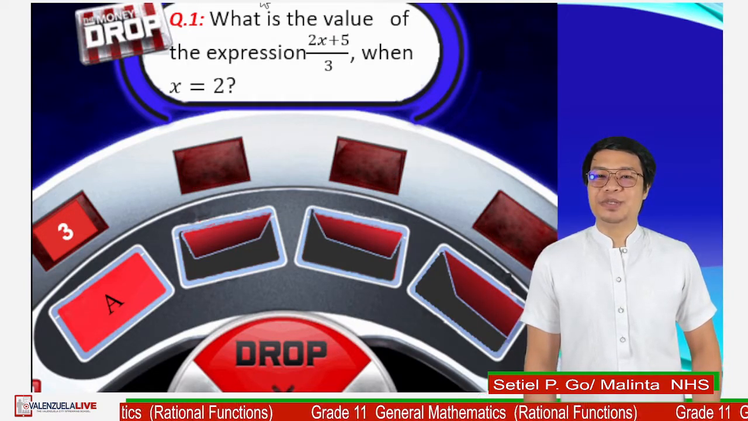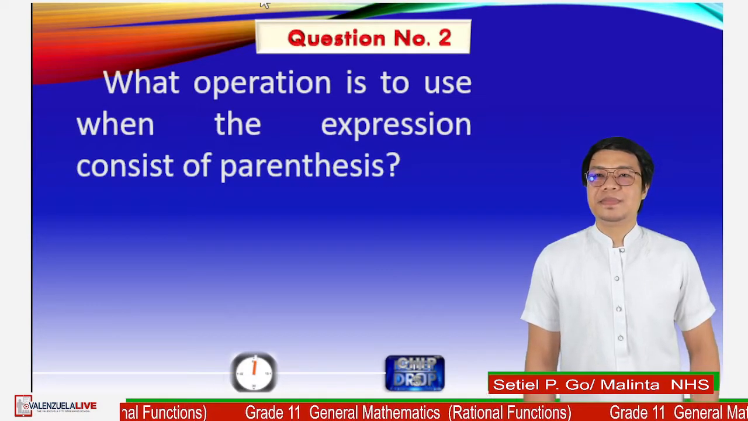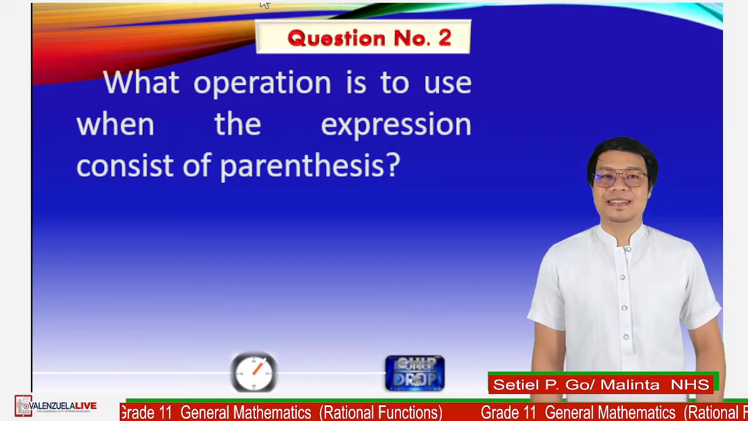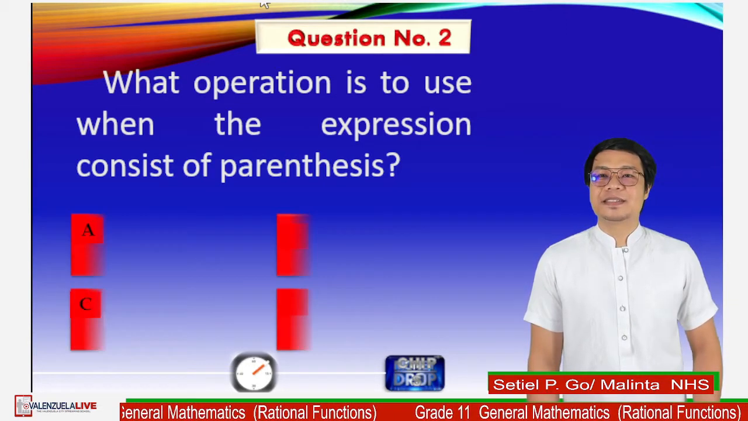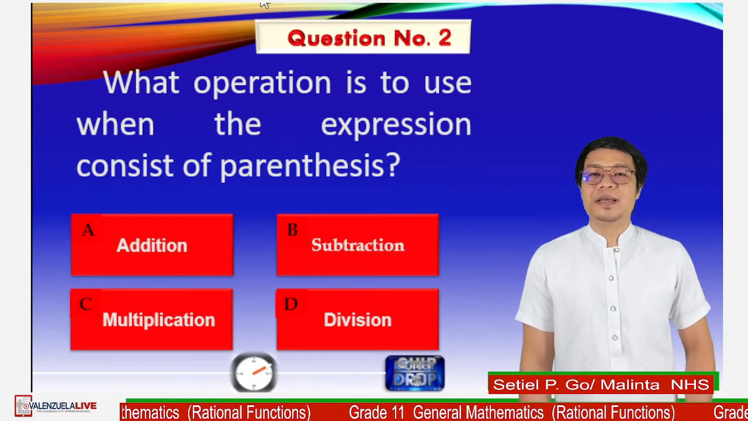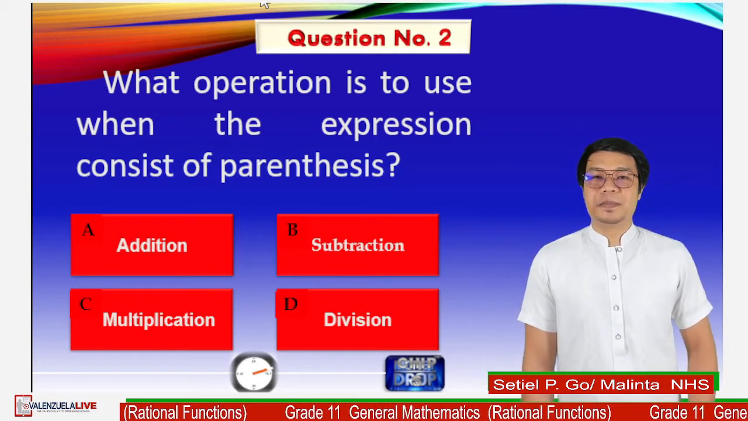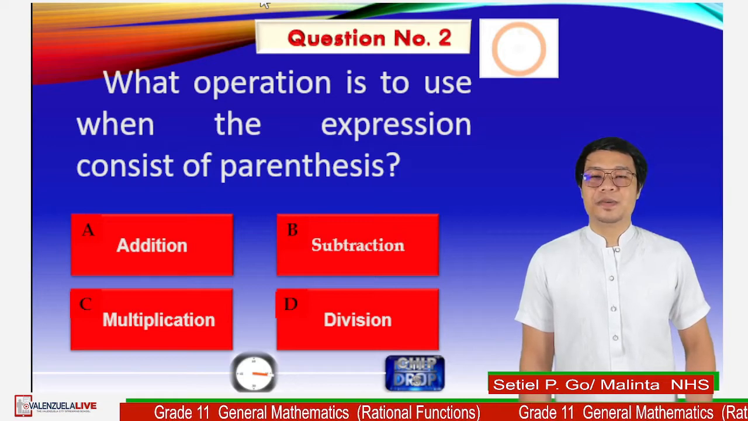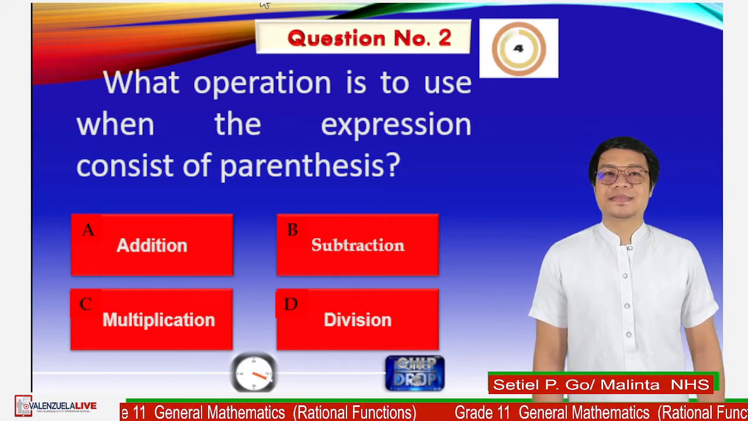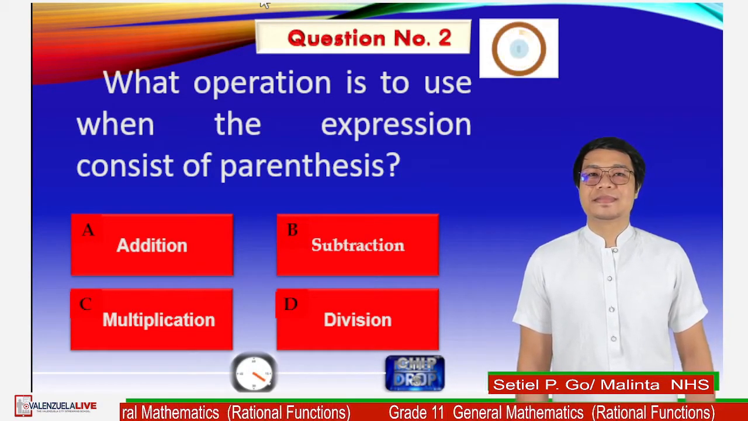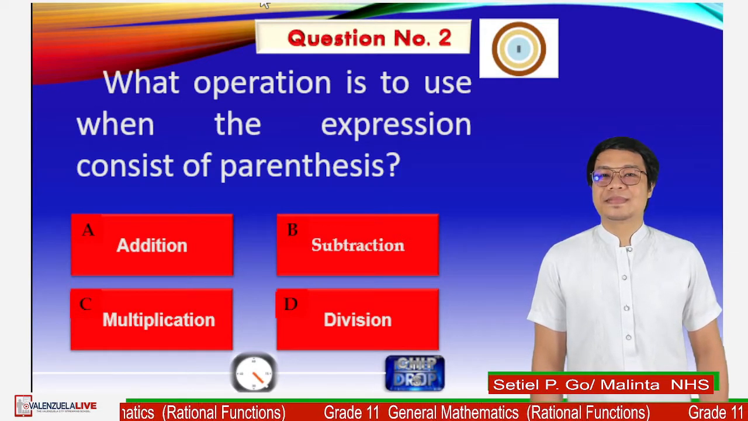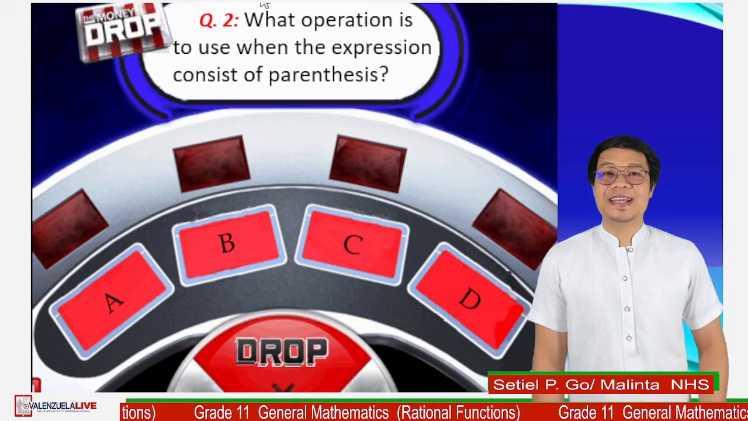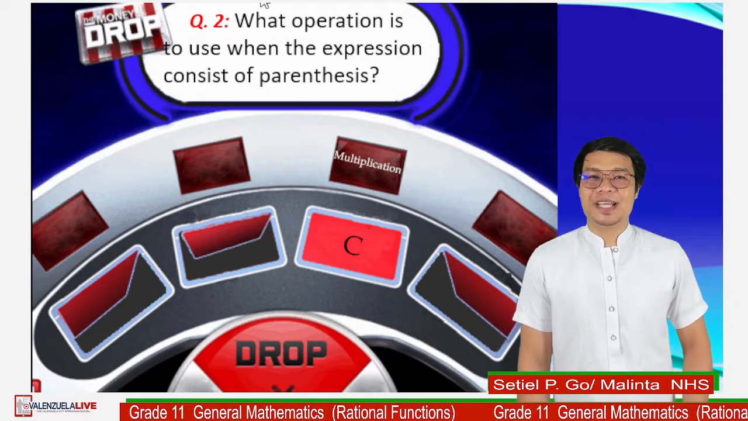Let's have question number 2. What operation is to be used when the expression consists of parentheses? These are the choices. A, addition. B, subtraction. C, multiplication. Or letter D, division. 5 seconds. Go! Time's up. Drop your answers. The correct answer is C, multiplication.